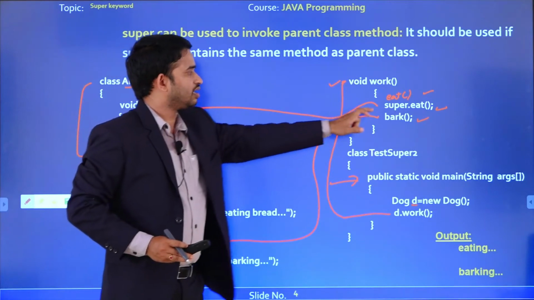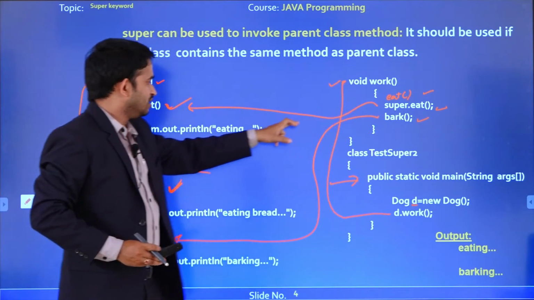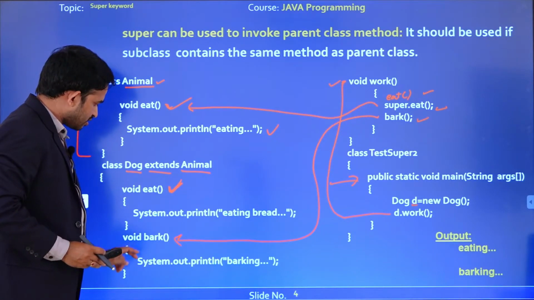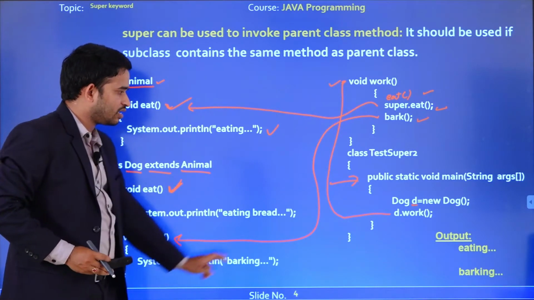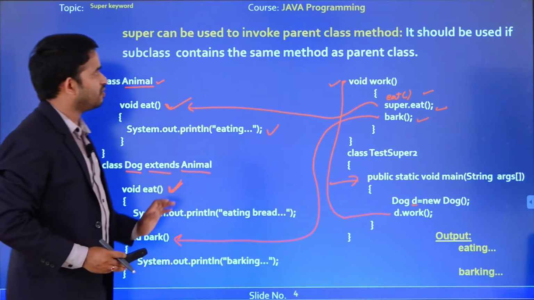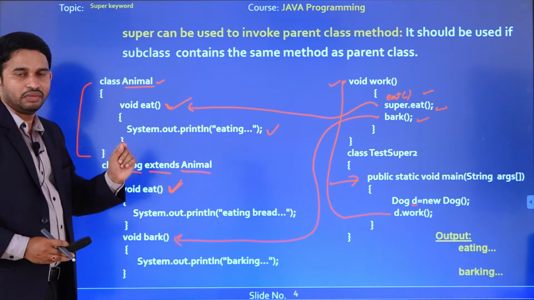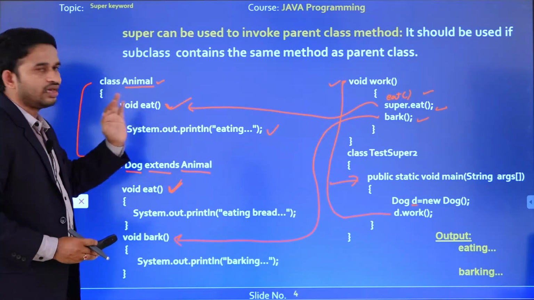What is the next statement here? Bark. So bark is inside which class? The Dog class. So void bark. Here it prints what? System.out.println barking. So this is the example for what? The super keyword used to call the immediate parent class method. So this is the example.